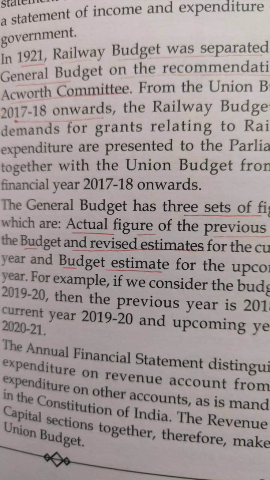Who suggested this? The Ackworth Committee suggested separating the railway budget in 1921. They said it would make managing railways easier. When did it change? From the 2017-18 financial year, the railway budget and general budget were combined again. Now, there is one budget for everything, including railways.